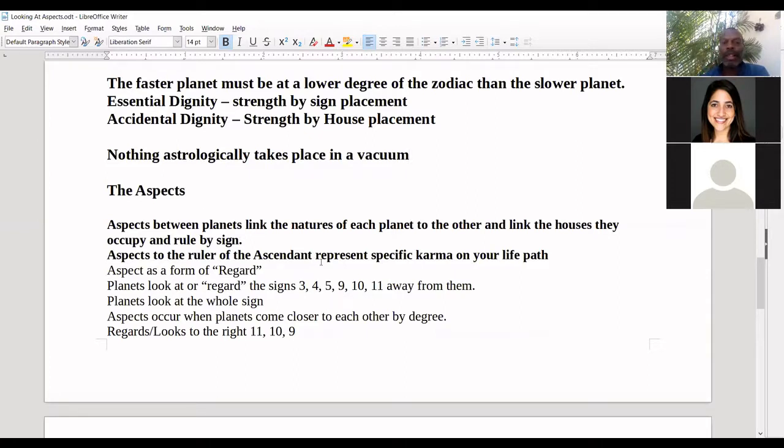Aspects to the ruler of the ascendant represent specific karma on your life path. Now, everything in the chart. Okay, so let's talk about karma in the chart now for a second. Now, this is my particular belief about it, based on, I also do Vedic astrology, and so I'm adopting some of the Vedic astrology ideas about karma with the chart, and especially because so much of Western classical astrology is quite deterministic. It's really being used in almost a very similar way to Vedic.